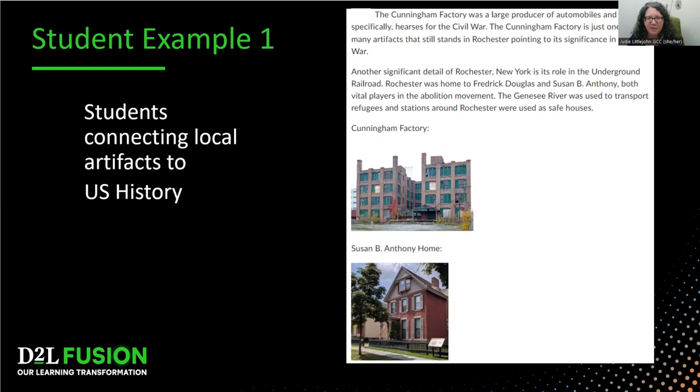This is an example from a student in Rochester, New York, who found an old building that housed the Cunningham factory where hearses were made for the Civil War. And the same student also shared a picture below that of the house where suffragette Susan B. Anthony lived in Rochester.